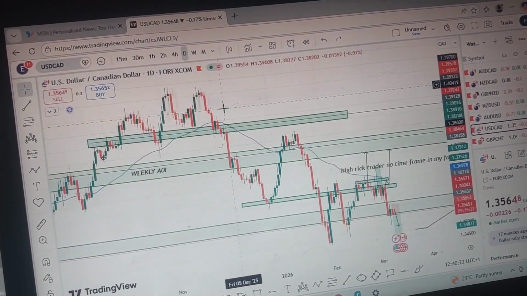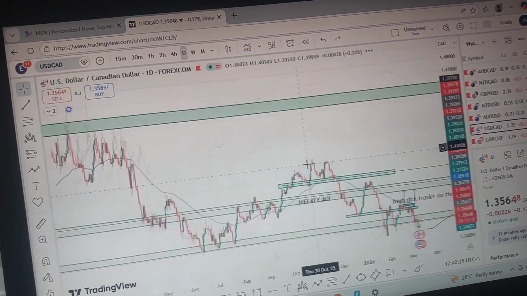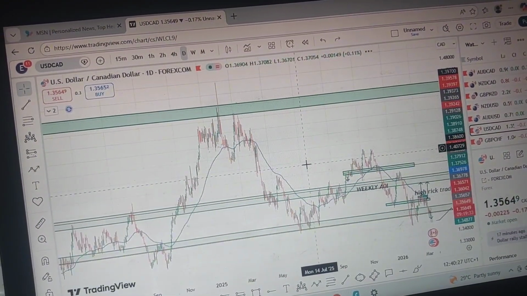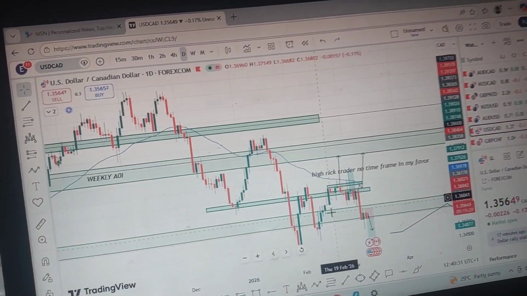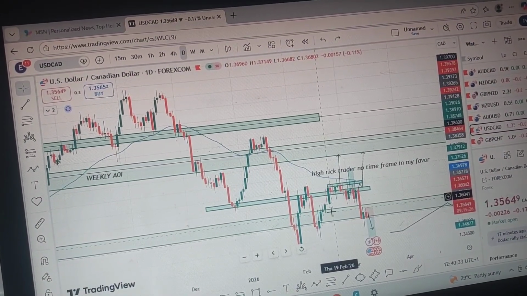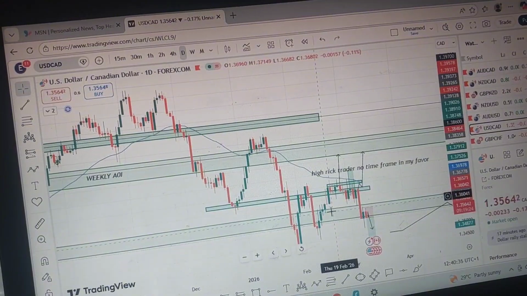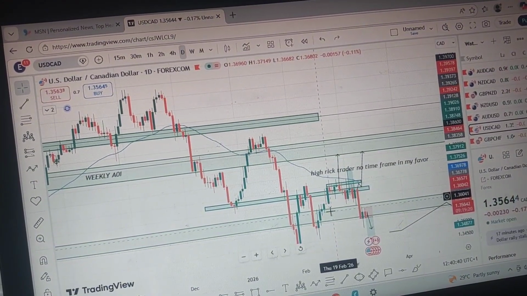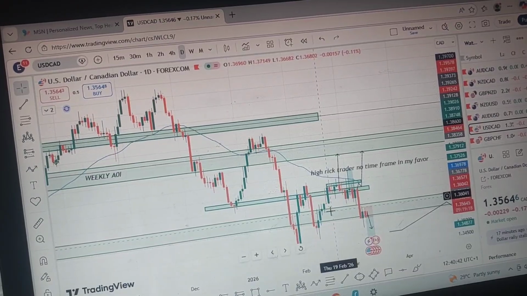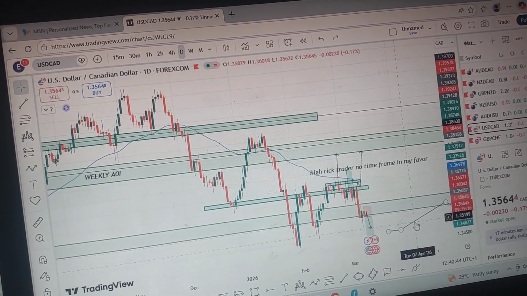You guys just watch this trade. This trade is a clean trade, a clean and premium trade. This is the trade that you bet your house on. So let's leave all this.